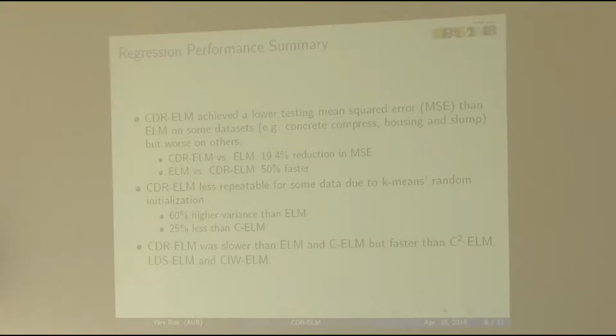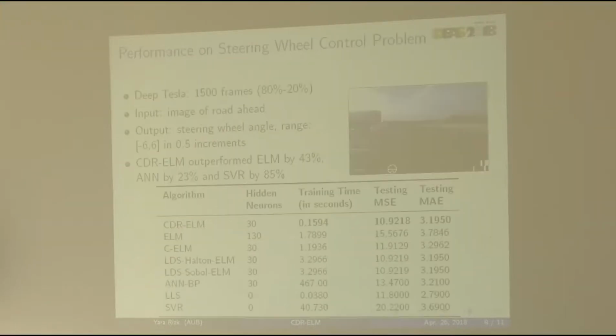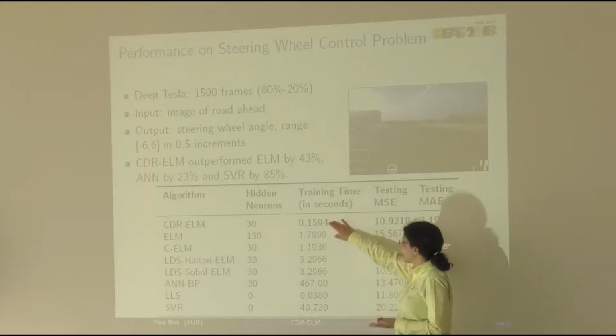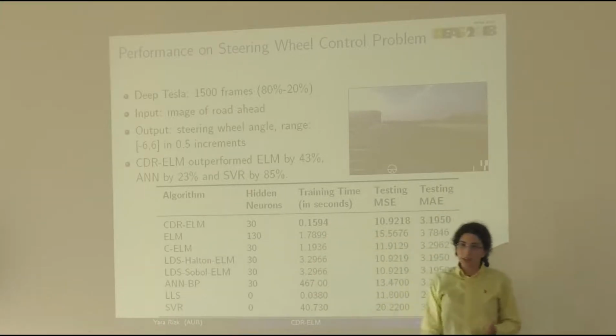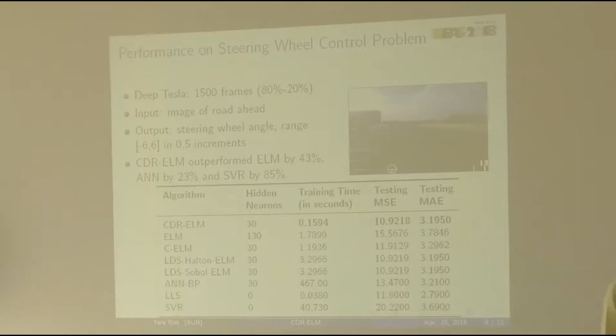So in summary of the regression performance analysis, we can't really say that this algorithm performs better than all other algorithms on all data sets, but that's rarely the case in machine learning. We always have to find the best data that suits this algorithm. Then we considered a steering wheel control problem, and in this case we really need to benefit from the fast convergence of these ELMs. We noticed that our algorithm converges fairly fast, faster than ELM, which was not expected, but this is because our data was so well behaved that the clustering algorithm converged very fast.